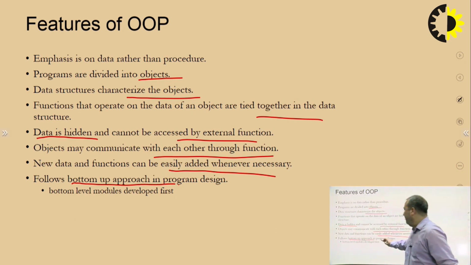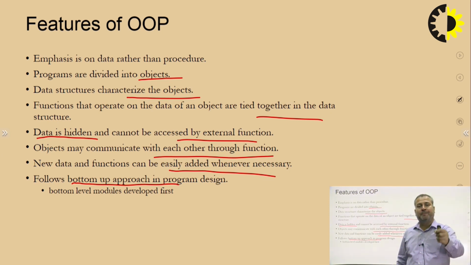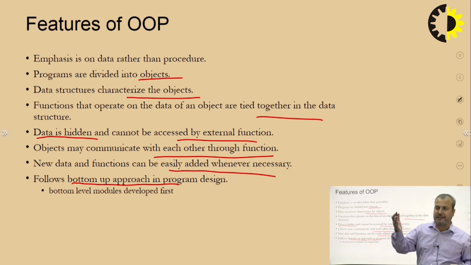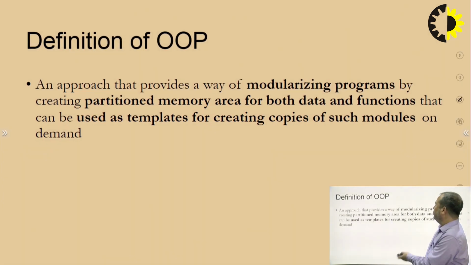This follows the bottom up approach. Object oriented programming follows the bottom up approach, while we have seen that procedural oriented programming follows the top down approach. The program is divided into sub programs, and a sub program is further divided into sub programs, and so on. That was the top down approach, while object oriented programming is bottom up. Bottom level modules are developed first, and further these can be integrated.